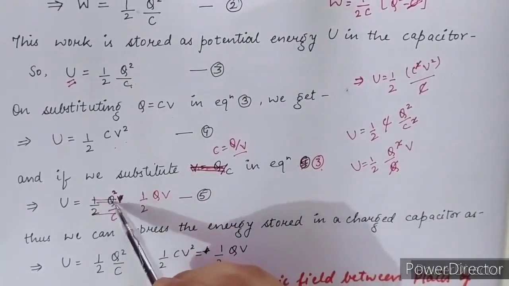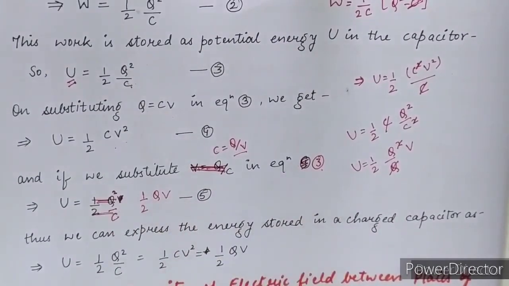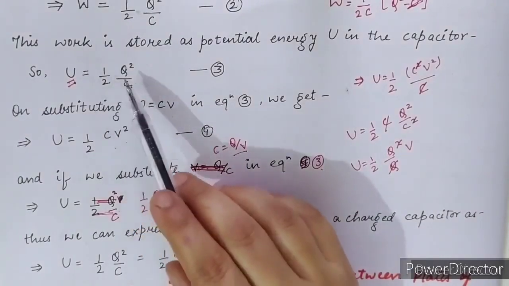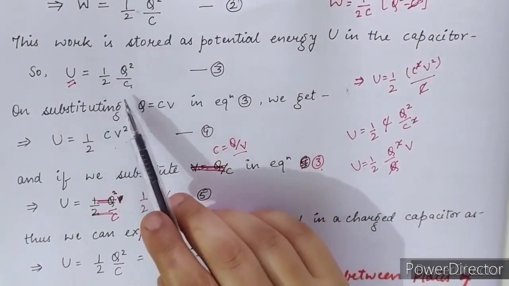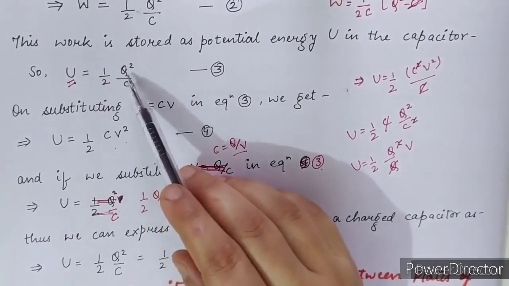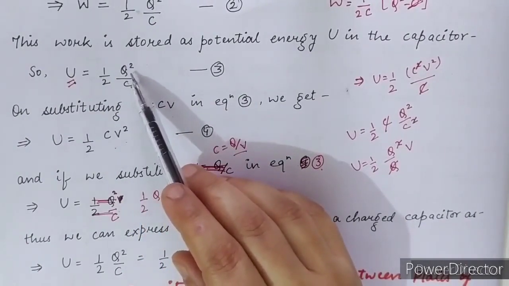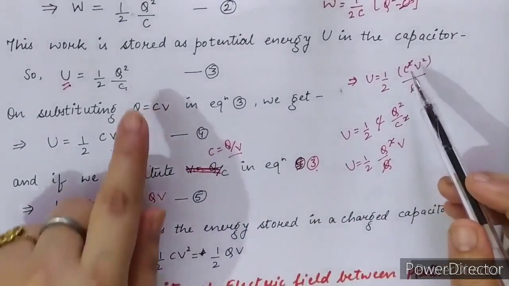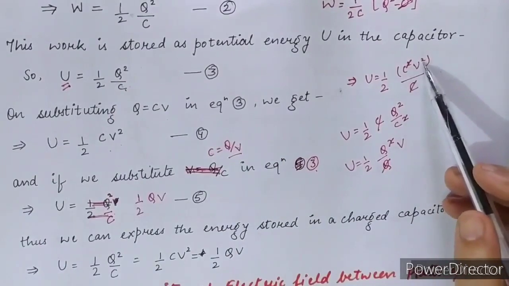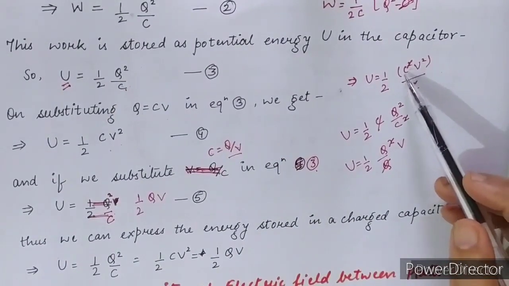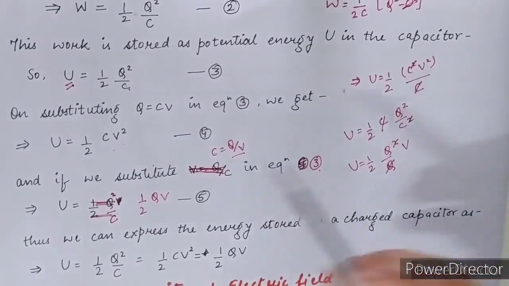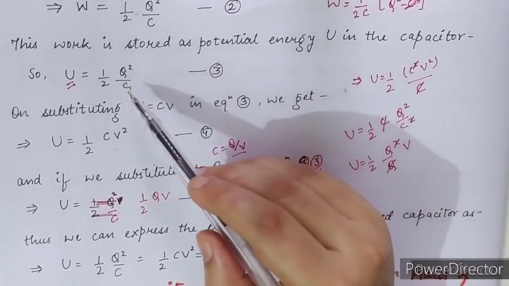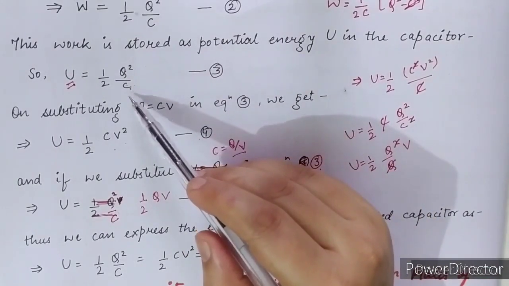I am repeating again, don't be confused. We had this equation, half Q square upon C. First of all we put the value of Q. Q is equal to CV in this equation. As we put the value of Q as CV, Q square becomes C square V square. C and C cancel out. We get half CV square, equation number 4. Now we have to put the value of C in equation number 3.